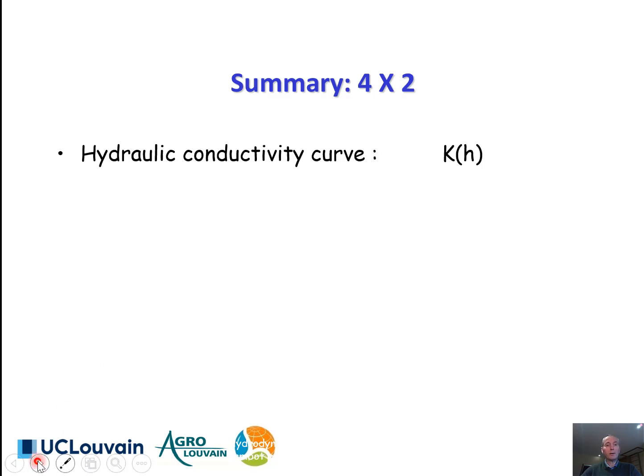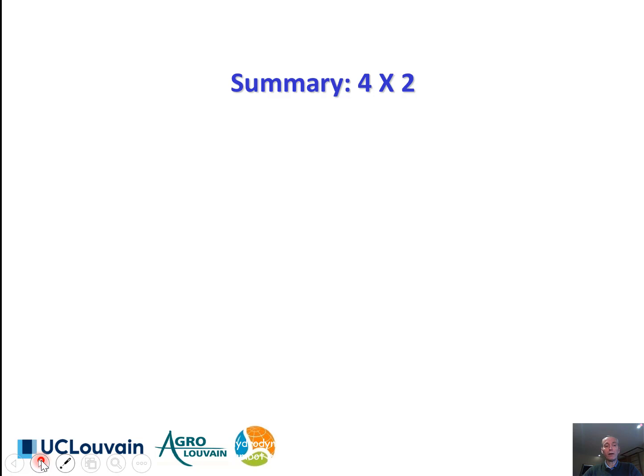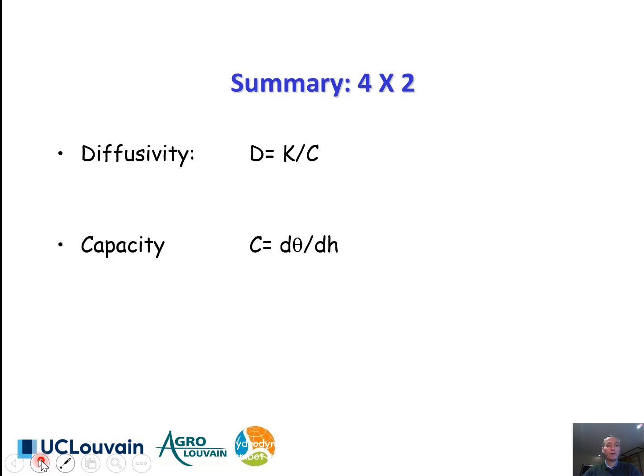For solving these two equations, we need to parameterize the soil hydraulic functions, and there are two basic soil hydraulic functions. The soil water retention curve, which relates the water content to the suction head, and the hydraulic conductivity curve, which relates the hydraulic conductivity to the suction head or to the soil water content. From these basic soil hydraulic functions, we derived auxiliary hydraulic functions. The soil water retention capacity, which is the derivative of the retention curve, and the soil water diffusivity, which is by definition the ratio between the hydraulic conductivity and the capacity.